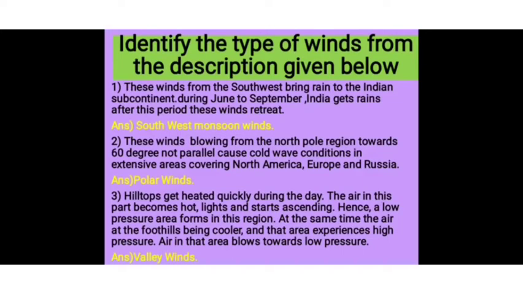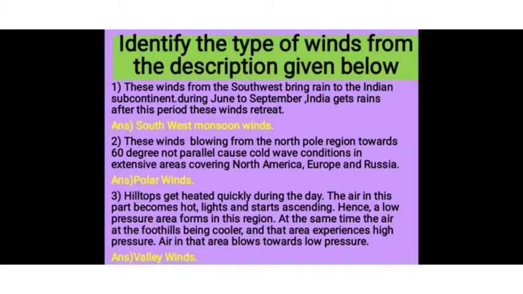Number 2. These winds blowing from the North Pole region towards 60 degree north parallel cause cold wave conditions in extensive areas covering North America, Europe and Russia. Answer: polar winds. Number 3.